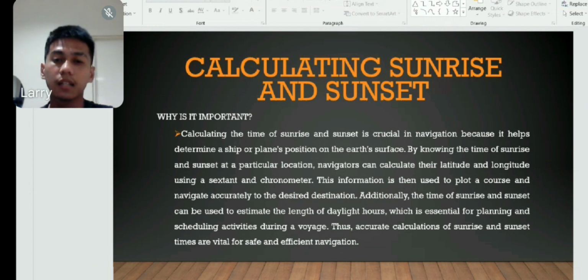Additionally, the time of sunrise and sunset can be used to estimate the length of daylight hours, which is essential for planning and scheduling activities during a voyage. Thus, accurate calculations of sunset and sunrise times are vital for safe and efficient navigation.